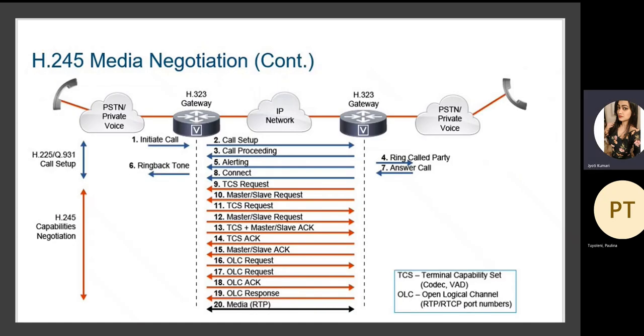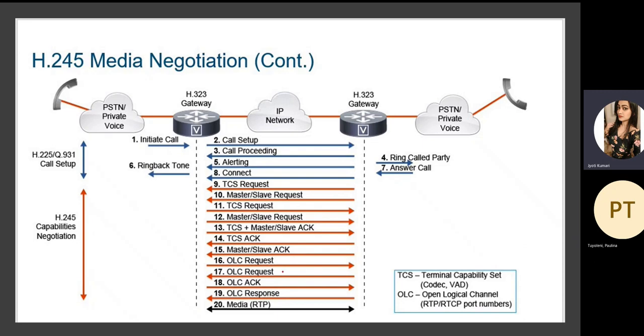Okay, in H245 media negotiation, we are now digging deeper into what this media negotiation protocol is actually doing. Here there are some more detailed message types: TCS request, master slave request, TCS request from the other side, master slave request response from the other side. So it's a two-way process now. TCS acknowledgement and master slave acknowledgement. So every message is sent and received from both sides, the request and the response, and the acknowledgement as well for each message.